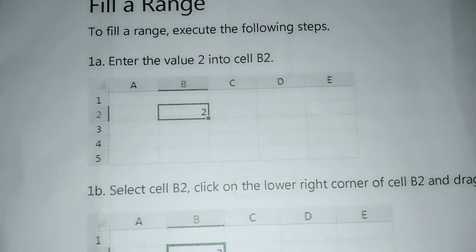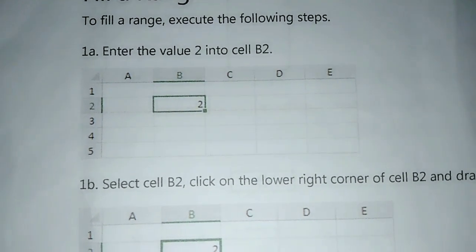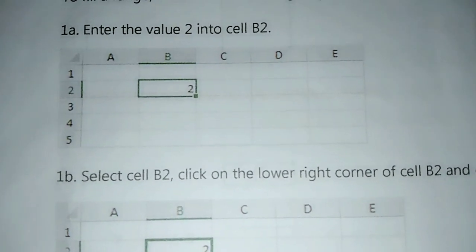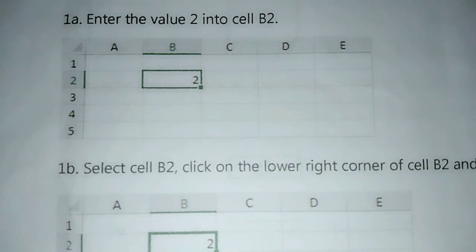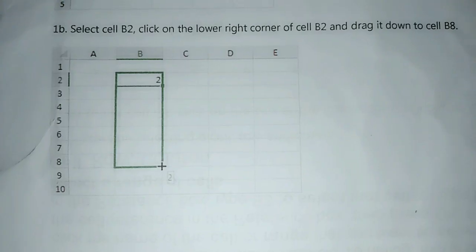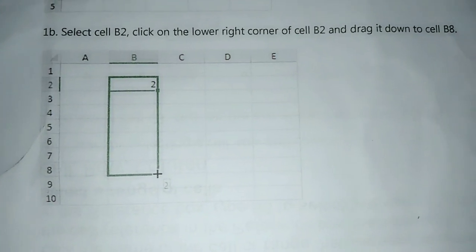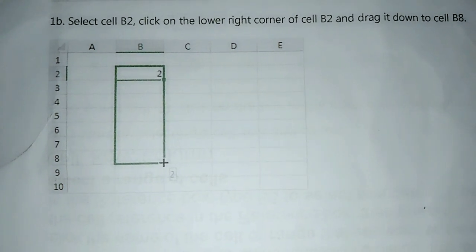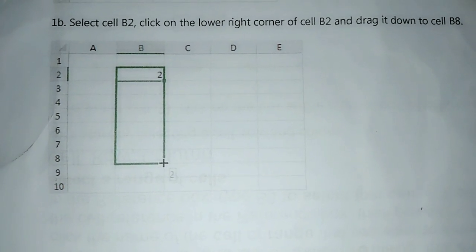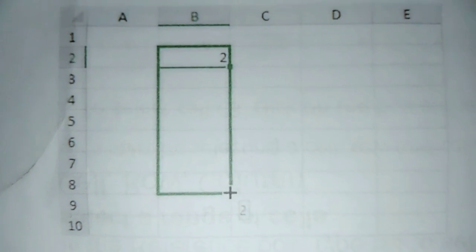Fill a range. To fill a range, execute the following steps. First, enter the value 2 into cell B2. Second, select cell B2, click on the lower right corner of cell B2 and drag it down to cell B8. That's it.